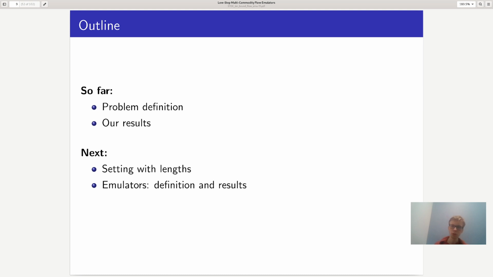So in the rest of the talk, I'll go into the low-step mean cost multi-commodity emulators, the definition, and the results we achieve with them. And of course, before that, I need to give some definitions for the setting with lengths, as these are mean cost multi-commodity flow emulators. So we need to introduce costs, or in this case lengths, as we refer to them. Then after that, I'll give a very brief overview of the other pieces that we need to achieve the multi-commodity flow algorithm.